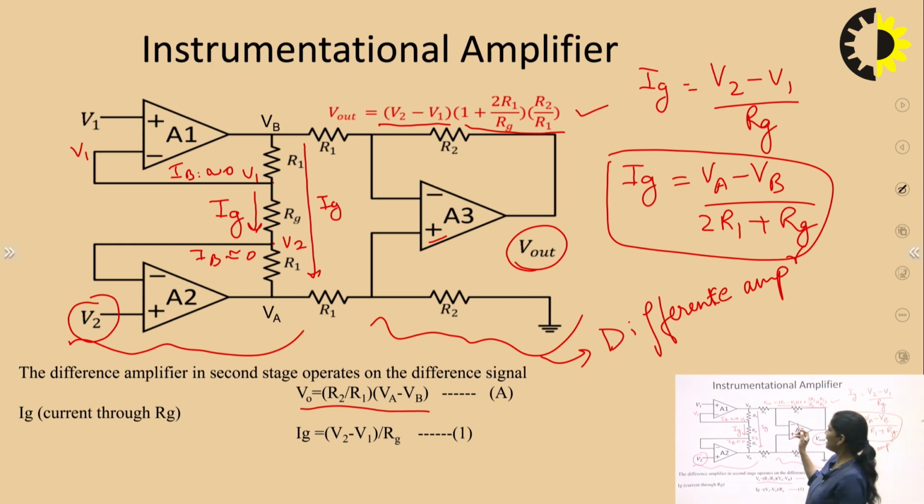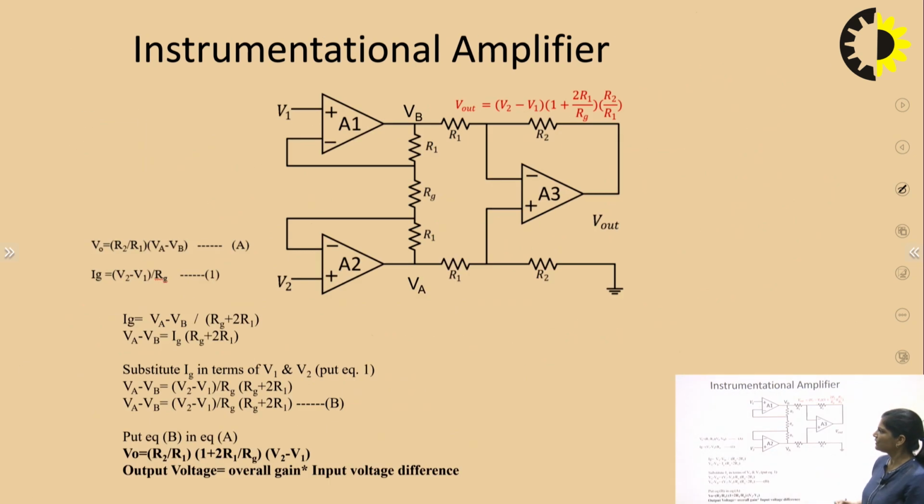Now we have to find the output voltage across this circuit diagram. You can see we have already found it: V output is equal to R2 upon R1 times (VA minus VB), and this equation was also derived in the previous slide.